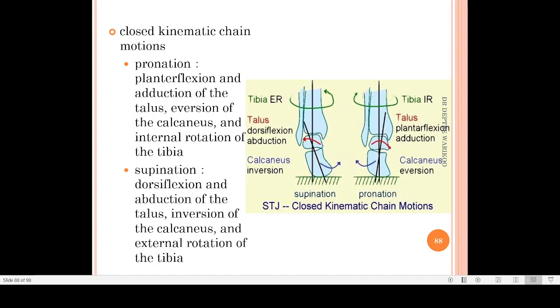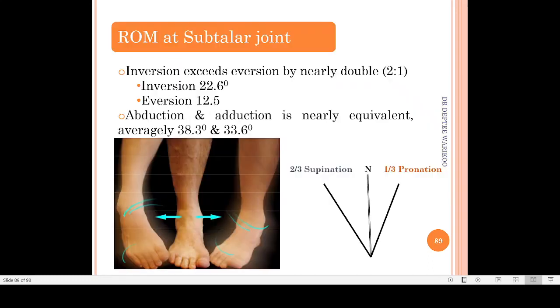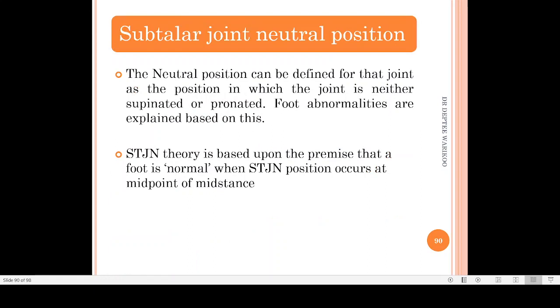When we talk about the closed kinematic chain, in pronation, there is plantar flexion and adduction of the talus, eversion of the calcaneum and internal rotation of the tibia. In supination, there is dorsiflexion and abduction of the talus, inversion of the calcaneum and external rotation of the tibia. So what are the range of motions at the subtalar joint? Inversion is around 22 degrees and eversion is around 12 degrees. Abduction, adduction is around 38 and 33 degrees respectively.